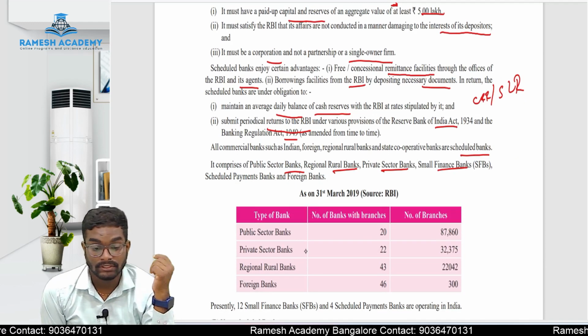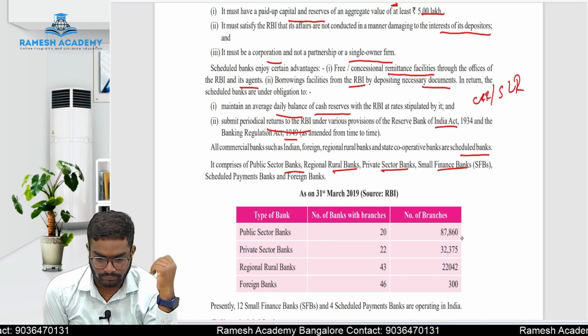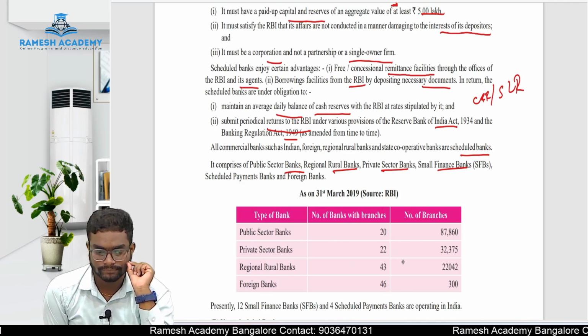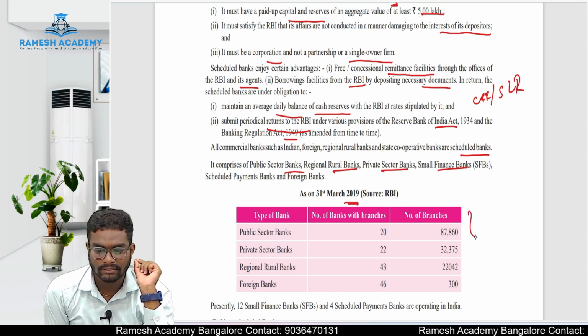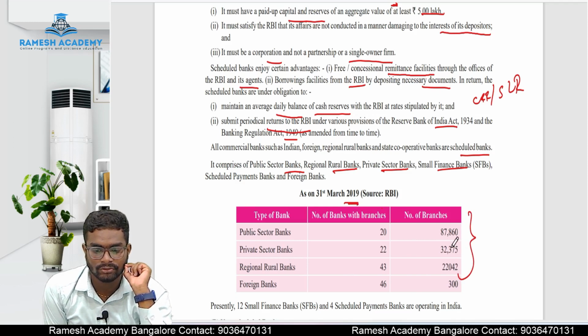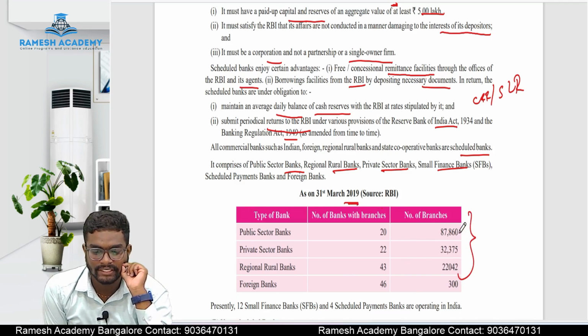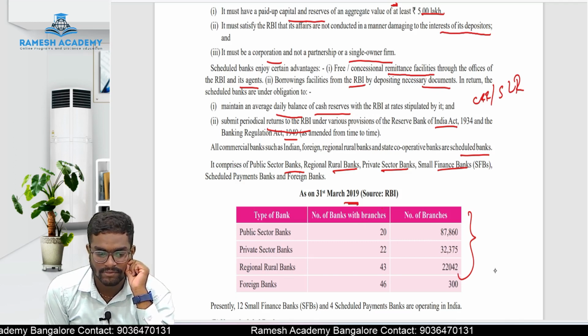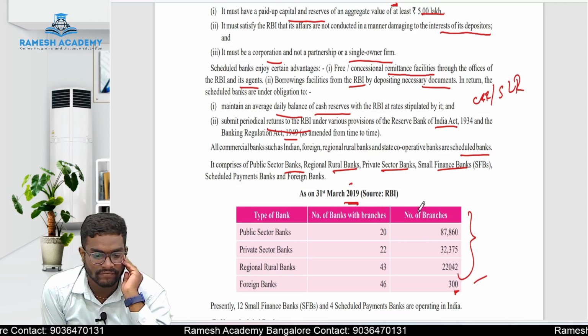So these are the number of banks with branches. As per the 2019 data, these are the number of branches of banks. Private sector banks have 32,000 branches, public sector banks have 87,000 branches, RRBs have 22,000, and foreign banks have 300 branches. This is as per 2019 data. Now it would have definitely increased.